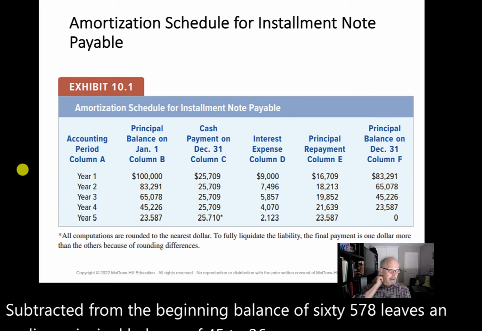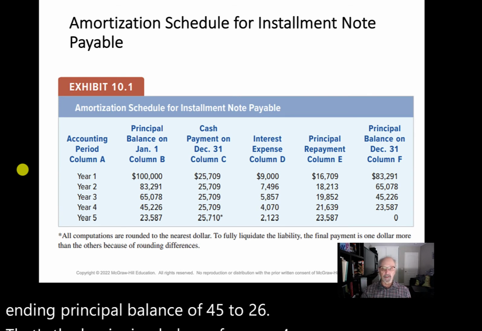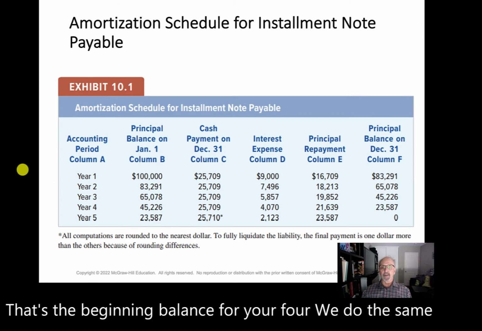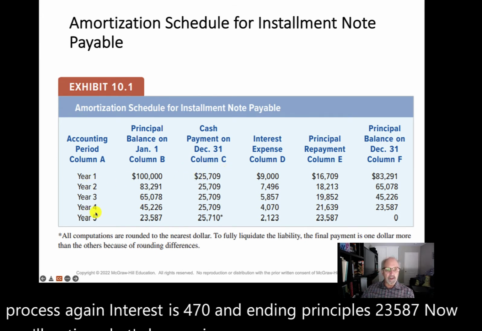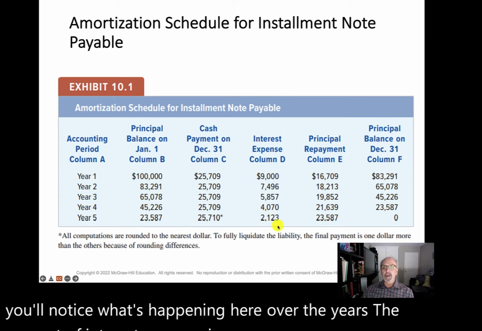That's the beginning balance for year 4. We do the same process again. Interest is $4,070 and ending principal is $23,587. Now you'll notice what's happening here. Over the years, the amount of interest expense is going down and the amount of principal repayment is going up.